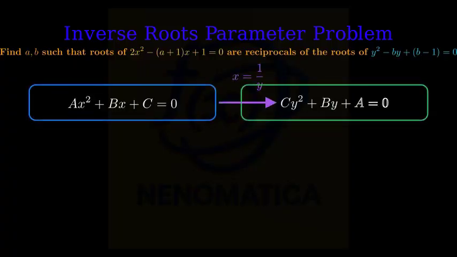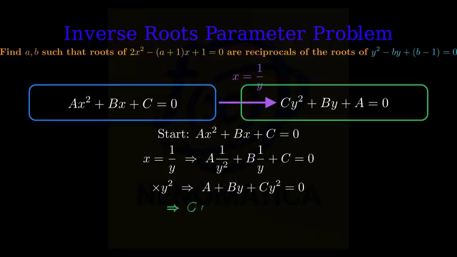First, the key fact: if r is a root of ax squared plus bx plus c equals 0, then 1 over r is a root of cy squared plus by plus a equals 0. Let us derive that quickly by substituting x equals 1 over y. We start with ax squared plus bx plus c equals 0. Replace x by 1 over y, which gives a over y squared plus b over y plus c equals 0. Multiplying both sides by y squared, we get a plus by plus cy squared equals 0. Reordering the terms yields cy squared plus by plus a equals 0. That confirms the inverse roots property we will use.